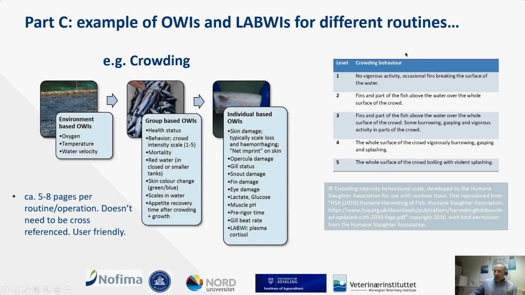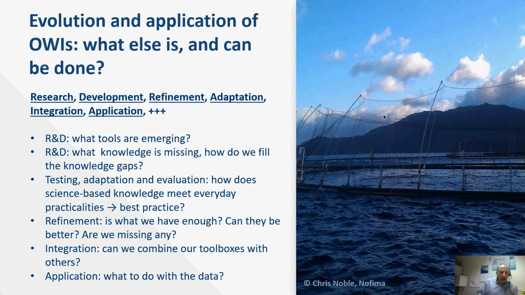So here's one basic toolbox for crowding. There's also a crowding behavior scale here, similar to the one that the RSPCA used, but this one's specific for trout, which was developed by the Humane Slaughter Association. And those are the handbooks that we've done.